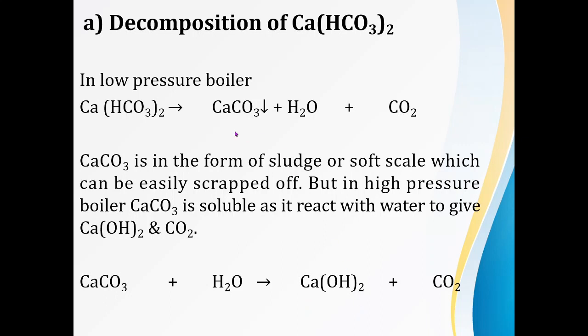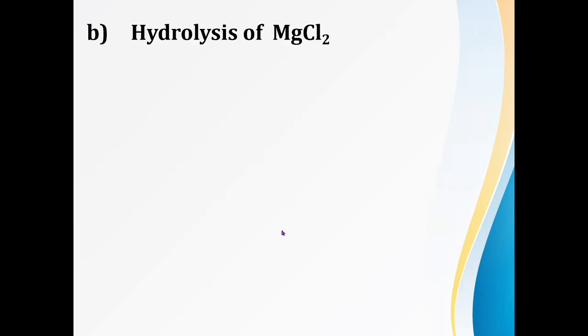So in a low pressure boiler, calcium bicarbonate gives you sludge, but no sludge or scale is formed in a high pressure boiler due to calcium bicarbonate. Then another salt which is responsible for scale or sludge is MgCl2, magnesium chloride.